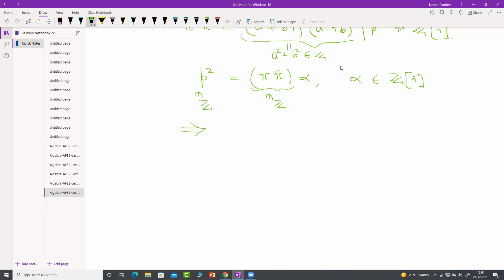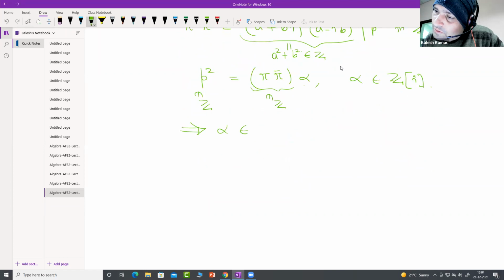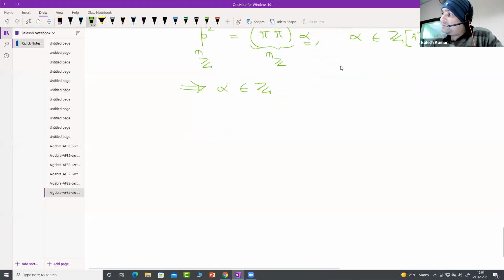Yes, we can conclude in fact that this alpha is also an integer. It cannot be a pure Gaussian integer, because P square and pi pi bar are both integers, so the quotient cannot be a proper Gaussian integer, so it has to be an integer. And so once alpha is an integer, we see that this divisibility is in fact inside Z itself. Thus pi pi bar divides P square in Z. Now, if we have divisibility inside Z, there are two possibilities.